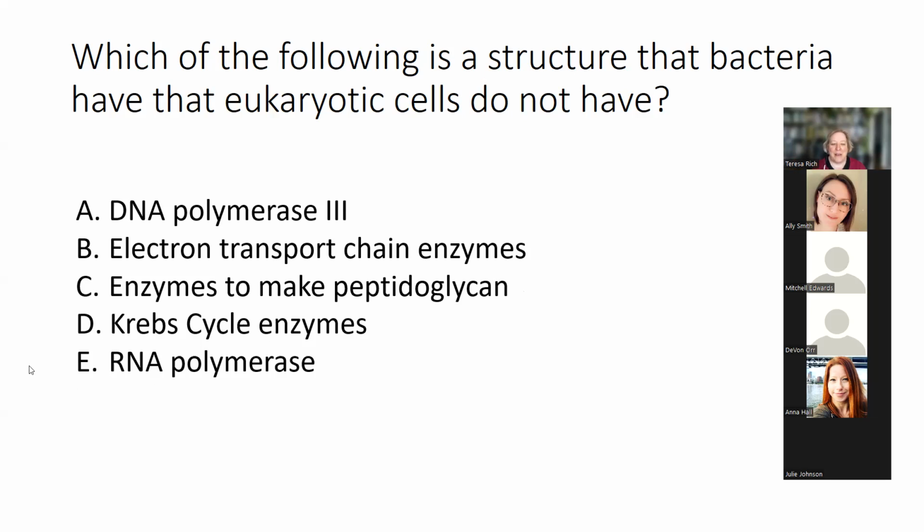Most bacteria have Krebs cycle enzymes. They all have to have some sort of RNA polymerase. Okay? So if you didn't pick enzymes to make peptidoglycan, don't feel bad. You'll remember it better. Okay, any questions about why the right answer was the right answer?